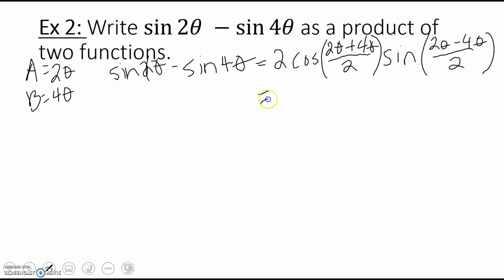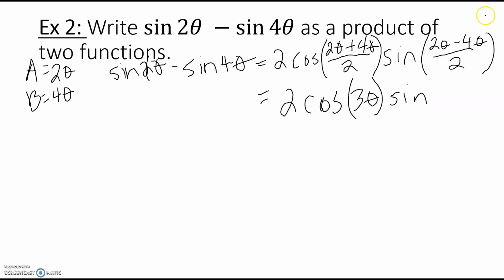And if you simplify that, you get 2 times the cosine. 2 theta plus 4 theta is 6 theta. 6 theta divided by 2 is 3 theta. So that's the cosine of 3 theta. And then 2 theta minus 4 theta is negative 2 theta. Negative 2 theta divided by 2 is negative theta.